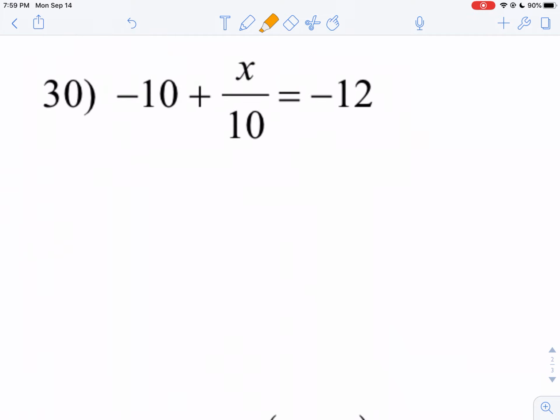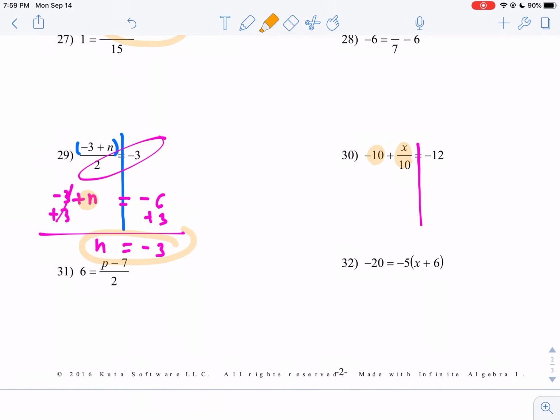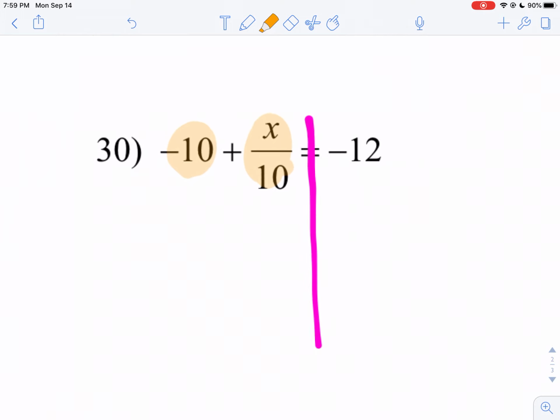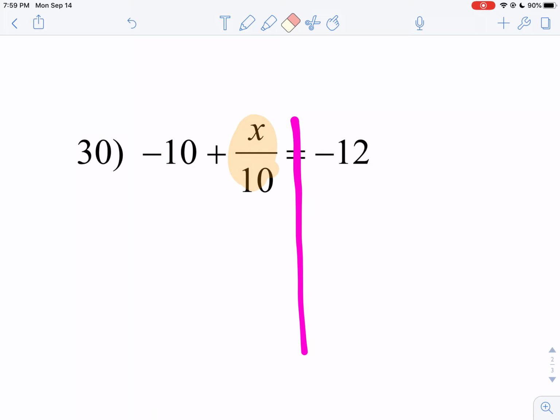So number 30, be very careful here, because here you've got two different terms. By terms, I mean the following: this is one term, and this is the second term, versus number 29, where this is considered one single term right there. So when you have two terms, the first thing you want to do is to get the variable term by itself, whether it's a fraction or a nice number like 2x.